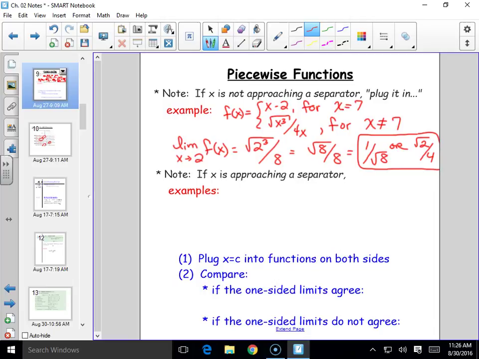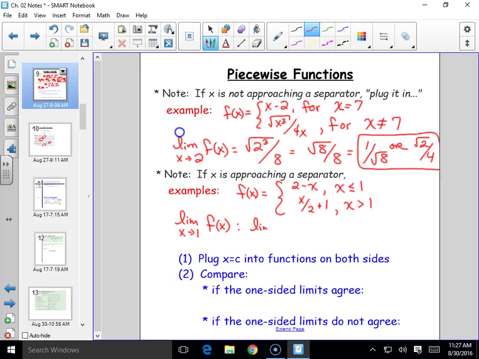If x is approaching a separator, let's do something like the limit as x approaches 1 of f of x. Someone else, give me a function, ln x plus 1, that has, they cannot have equals or not equals in it. Okay, so 2 minus x, x is less than or equal to 1. Right. And then x over 2 plus 1, for x greater than 1. Nice. Good one. Alright, this limit will only exist if, what do we have to test?